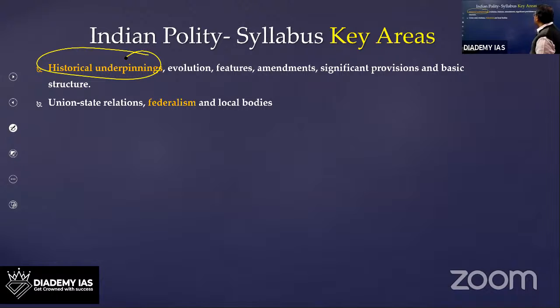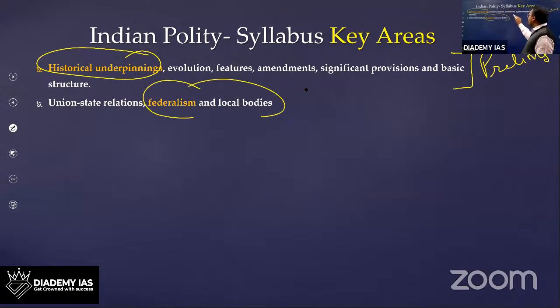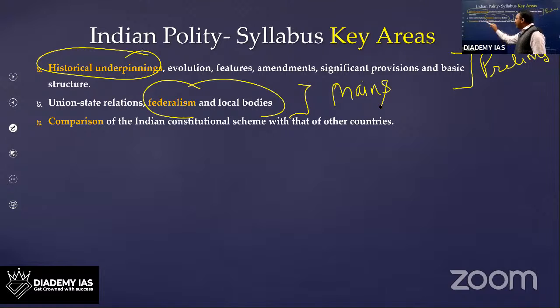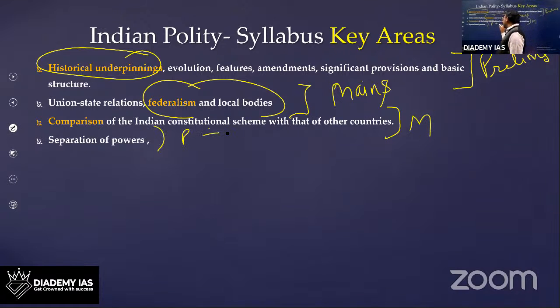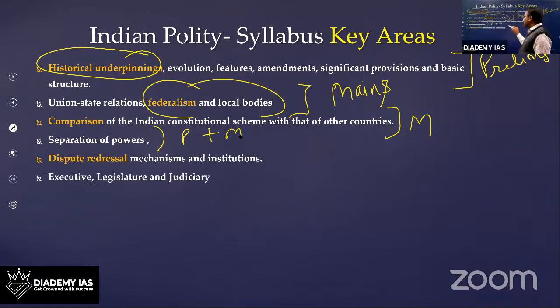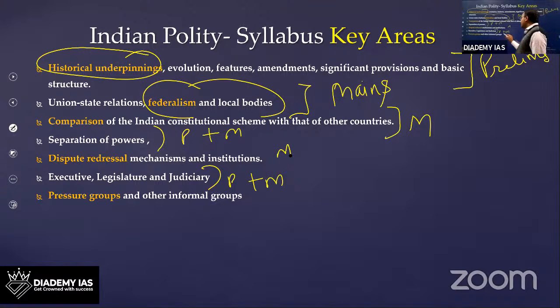So this is primarily coming from the prelims part, and you can cover from the books like Lakshmikant. Union state relations, federalism, local bodies. This is very important area, and this is mains specific. These questions are primarily asked in the mains exam. There are so many debates. Comparison, again this is mains oriented. Separation of power, this is prelims plus mains, the questions are there. Dispute redressal, executive, legislative, judiciary, this is prelims plus mains. Pressure groups and other, this is completely mains.